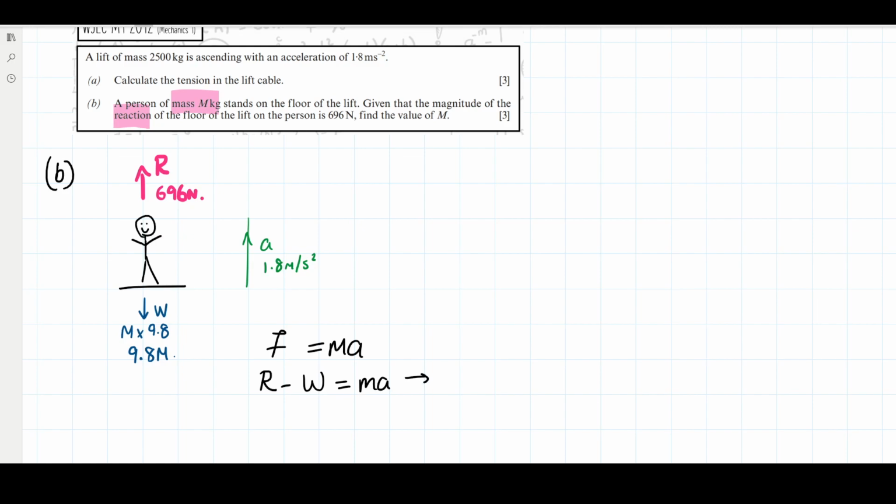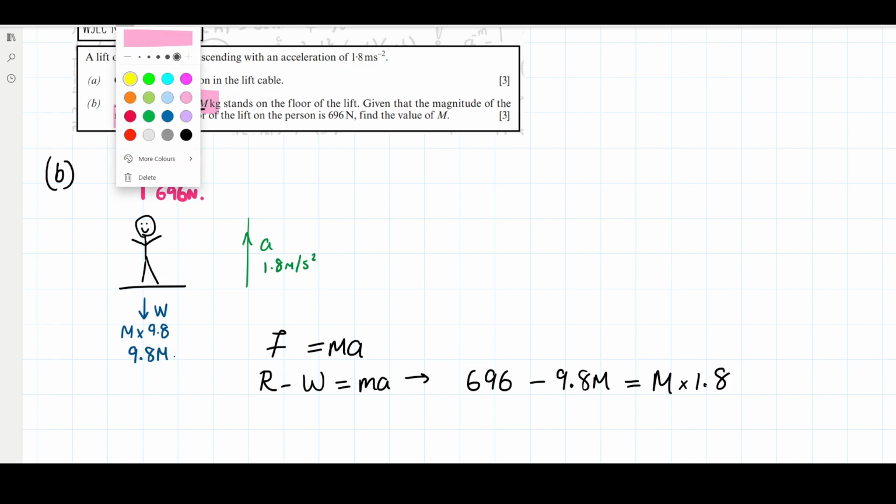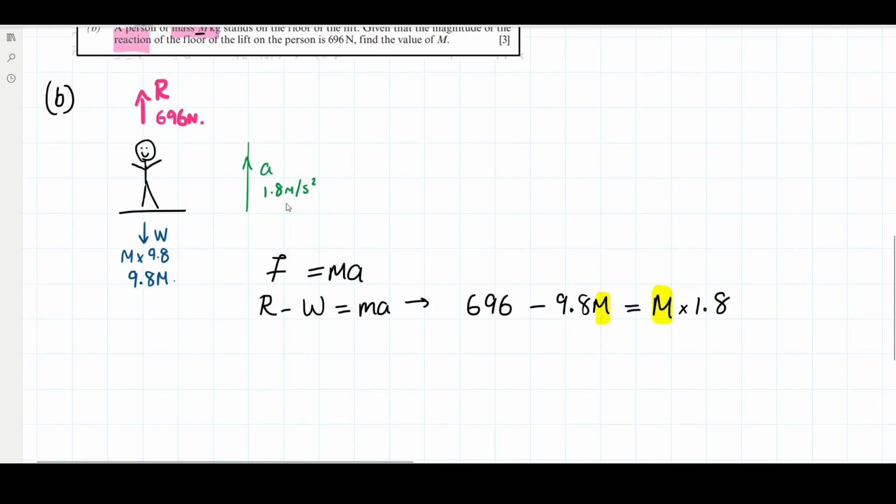What I'll do is I'll substitute in what I can. So I can replace R with 696. I can replace the weight with 9.8 m. I can replace little m with the capital M for the mass of my person. And I can replace a with 1.8. Now this has been reduced to a problem where there's one unknown, M. Might need to do a little bit of tidying up and rearranging first though.